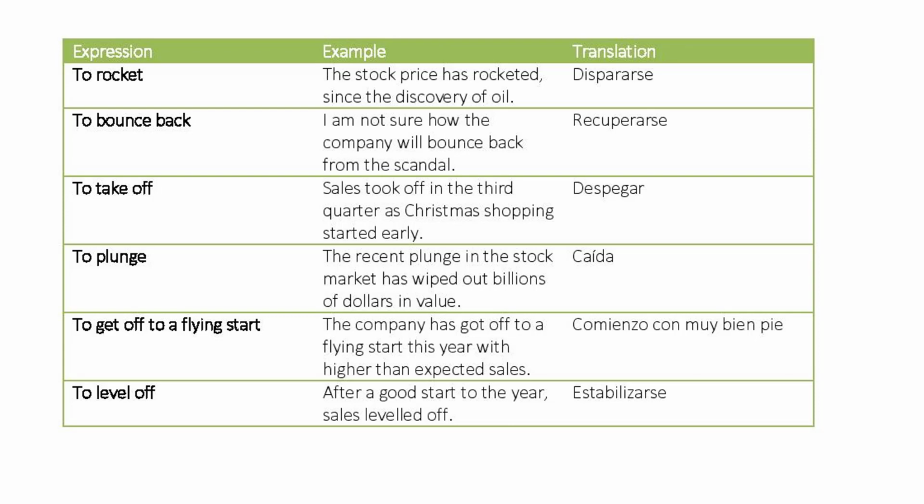Okay, so if you get off to a flying start, we can apply that to a race. Okay, if there's a running race, we can say the person who came first got off to a flying start, okay, and left everyone behind. And the last one is to level off. So after a good start to the year, sales leveled off. Okay, level off means to go flat. So estabilizarse would be to level off. Okay, so after a period of growth, sales went flat.